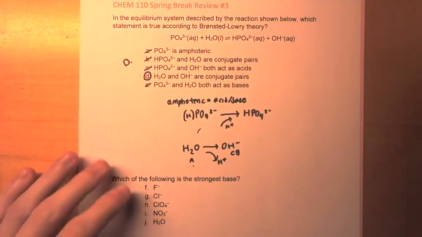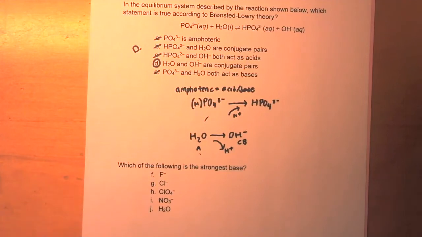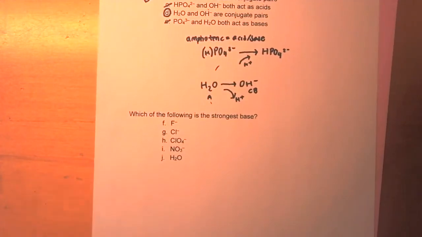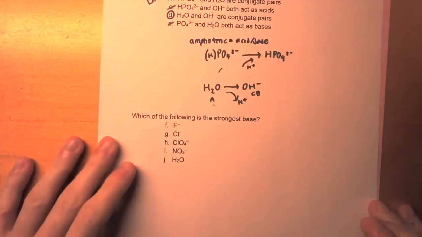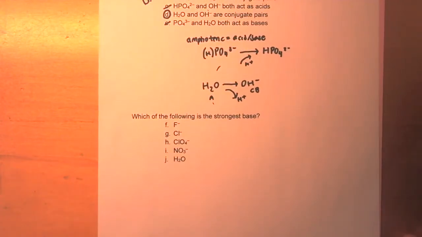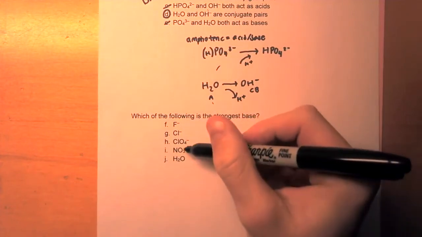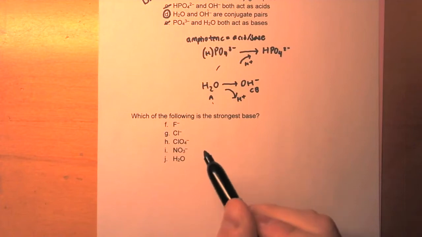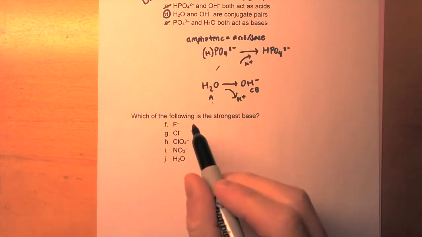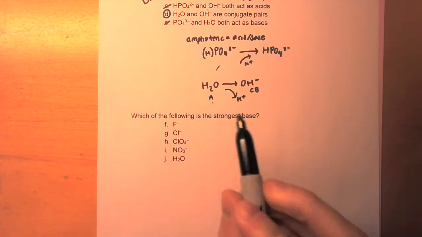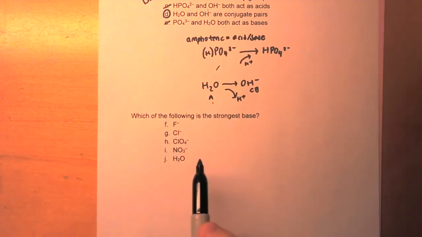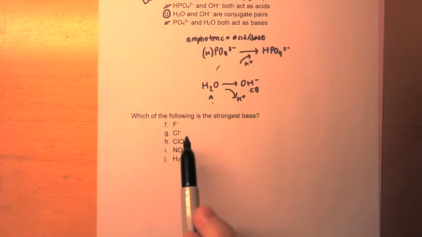A good multiple choice question to think about when you're going through Bronsted-Lowry theory, acids and bases. Which of the following is the strongest base? A very good question. What do we notice about these first four molecules? They have minuses. Usually conjugates have minuses or pluses. So these are most likely conjugates of some sort of acid. So let's take a look at what they are the conjugate of.